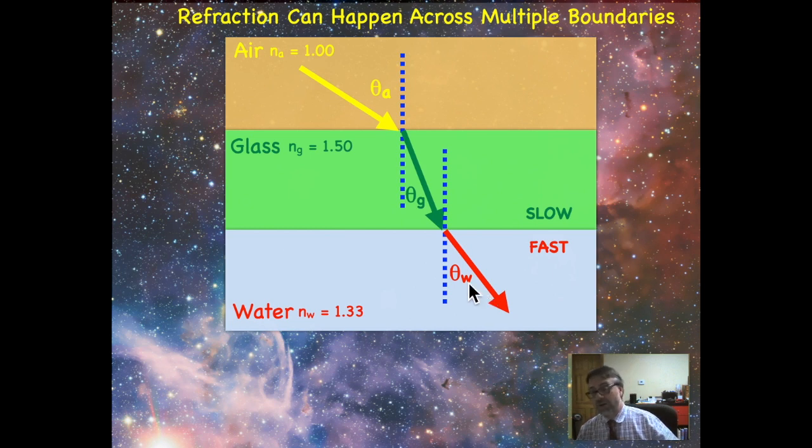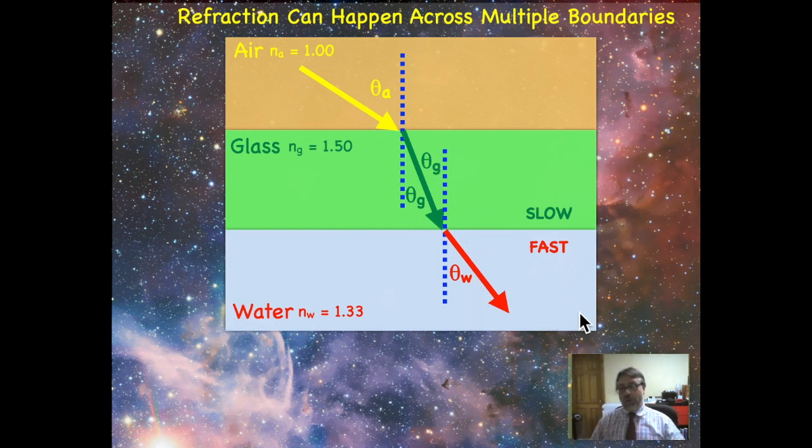Well, this is where remembering a little geometry comes in handy. These normal lines are parallel, which means these are alternate interior angles, which means this angle here must be the same as that angle there. And so the angle of refraction from air to glass becomes the angle of incidence going from glass into water.